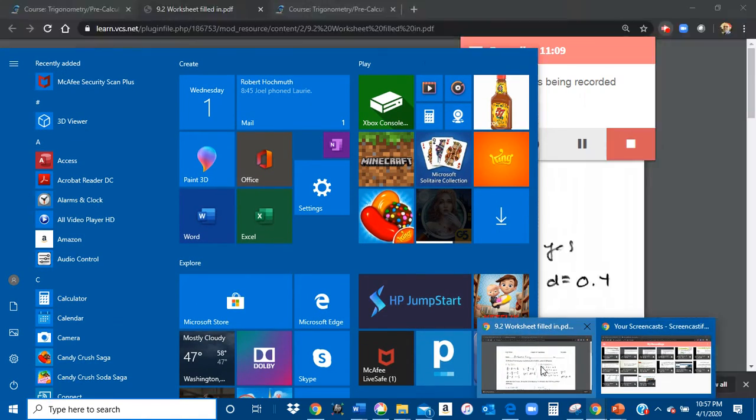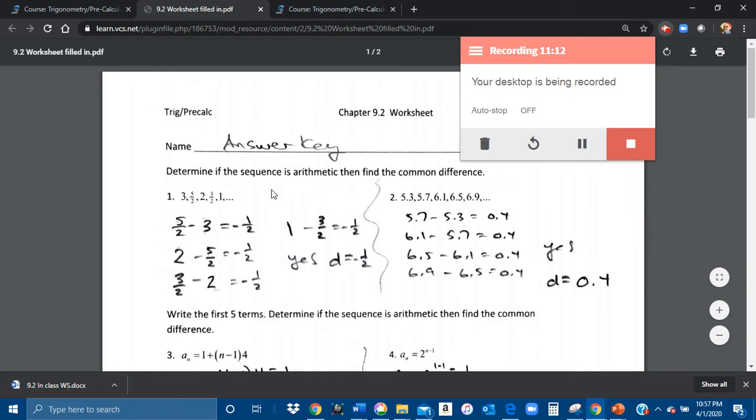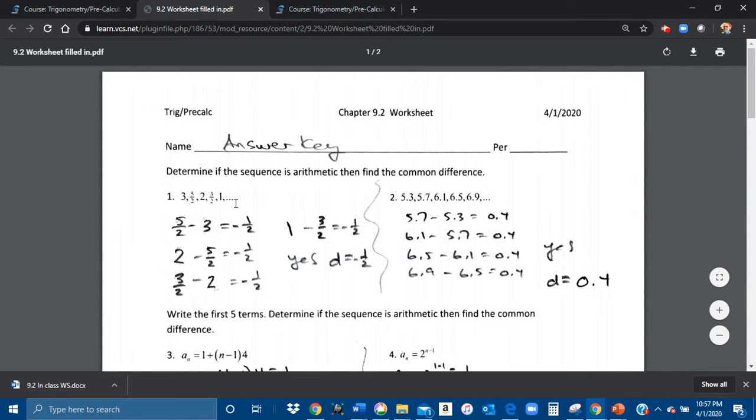Let me switch over to that real quickly. So here I've got, what's the common difference? I could do this in my head probably, but I just wanted to show you. 5 halves minus 3 is negative 1 half. 2 minus 5 halves is negative 1 half. And for the other ones, the common difference is negative 1 half. So yes, indeed it is an arithmetic series. Here, again, I could do this in my head, but just showing you, 5.7 minus 5.3 is 0.4. 6.1 minus 5.7 is 0.4, and for the other ones, it's 0.4 as well. So yes, it is an arithmetic sequence.